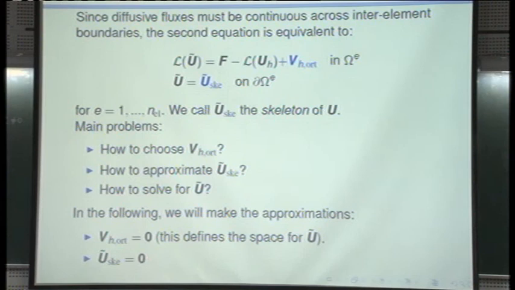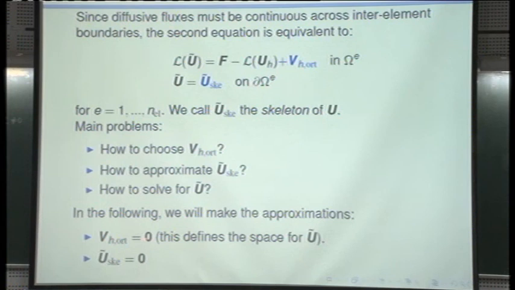What does that mean? Those are two simplifying assumptions that can be relaxed. Those are simplifying assumptions just to lead to common stabilized methods, you know. But what does this assumption mean, that V h orthogonal is equal to 0? Essentially, it means that this is equal to 0. It means that the space of subscales is essentially the space of finite element residuals. We will see that later in more detail.